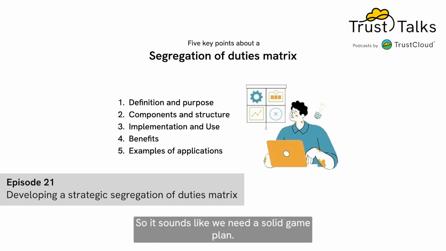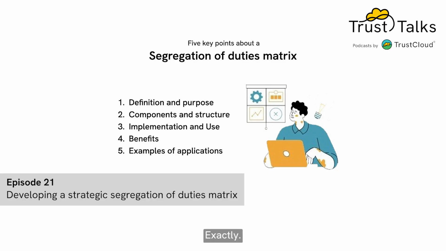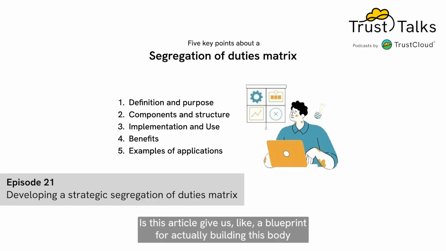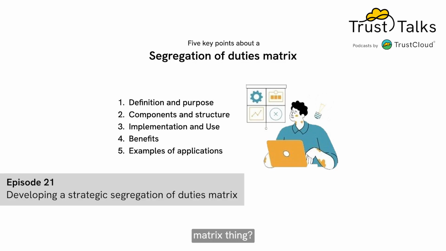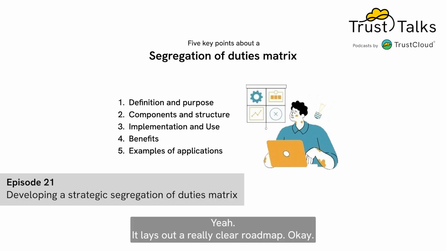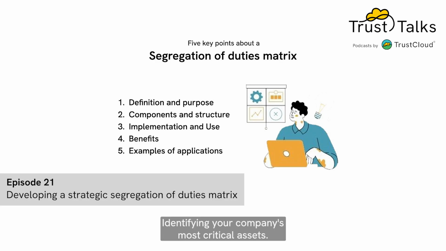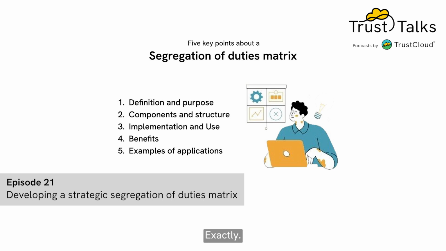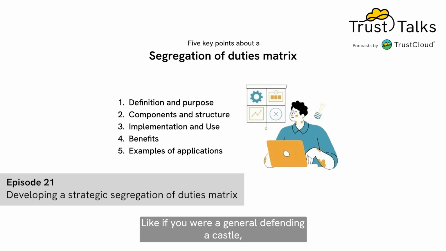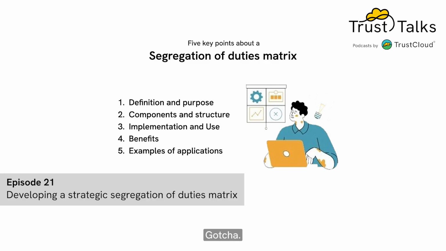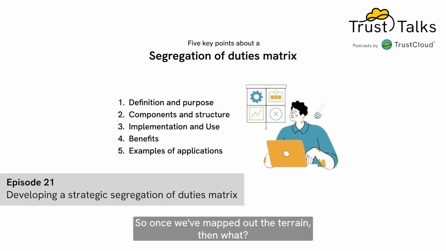So it sounds like we need a solid game plan. Exactly. Does this article give us a blueprint for actually building this SOD matrix thing? It does. Yeah, it lays out a really clear roadmap. And the first step is really about taking stock. Identifying your company's most critical assets, the processes that really make things tick. So figure out what needs protecting. Exactly. Like if you were a general defending a castle, you'd want to reinforce the most vulnerable points, right? Makes sense. So you've got to know where those weak spots are. Gotcha. So once we've mapped out the terrain, then what?